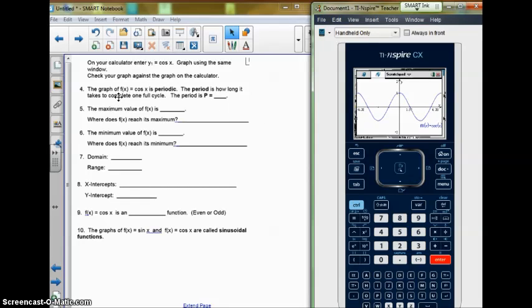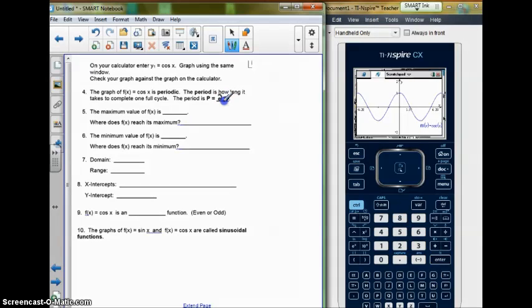I kept the settings on my calculator, so I have the same window setting as my graph, and we can see that cosine is also periodic, and the period is how long it takes to complete one full cycle. If we start here at 0, we come down and come back up at 2 pi. That's one complete cycle, and we see the same one complete cycle from negative 2 pi to 0. So we would say that the period is 2 pi. The maximum value of f of x is still 1, because that's as high as it goes. The minimum is still negative 1.